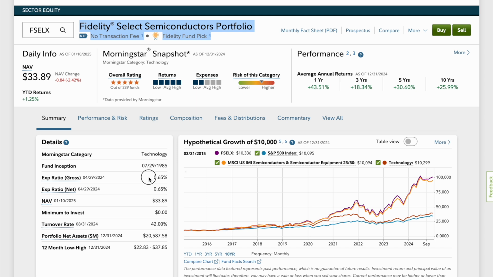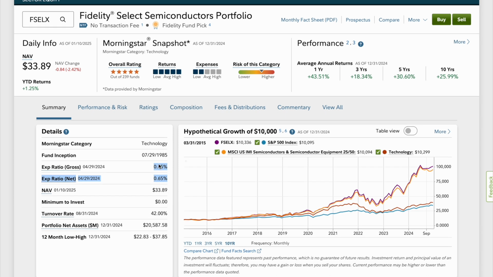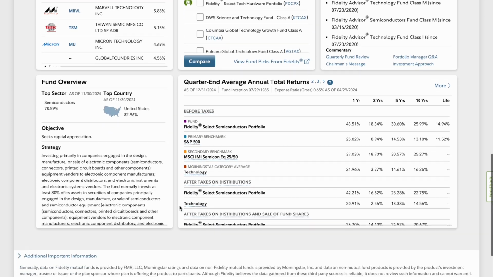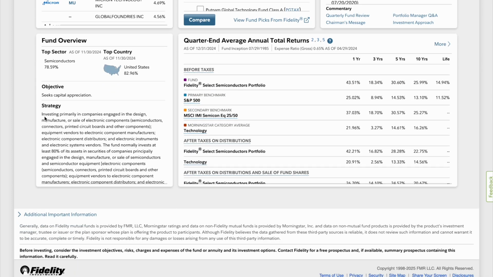As you can see right on the bottom here, the expense ratio is 0.65%. And I want you to focus on that for a little bit, but when you look at the performance and risk, it completely makes up for that expense ratio. First, let's just go down to the overview, which is right here on the bottom left corner.